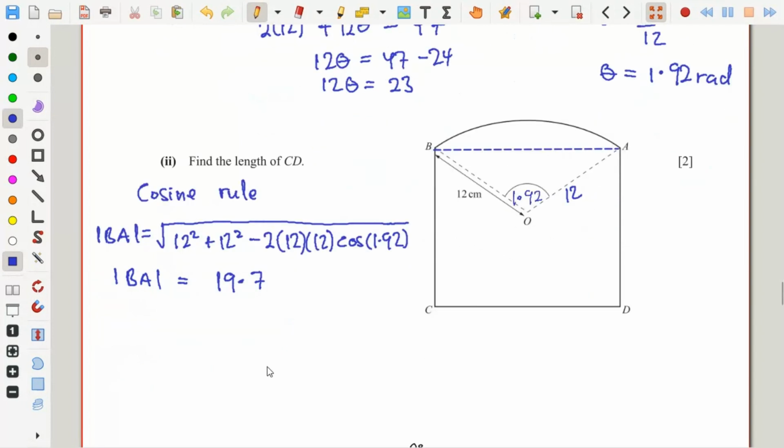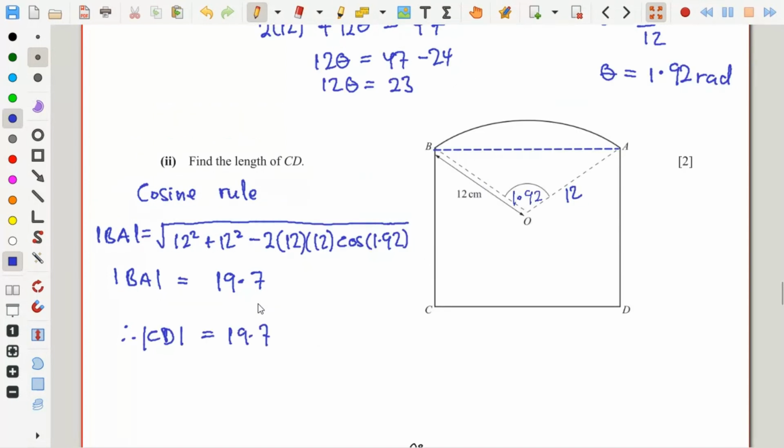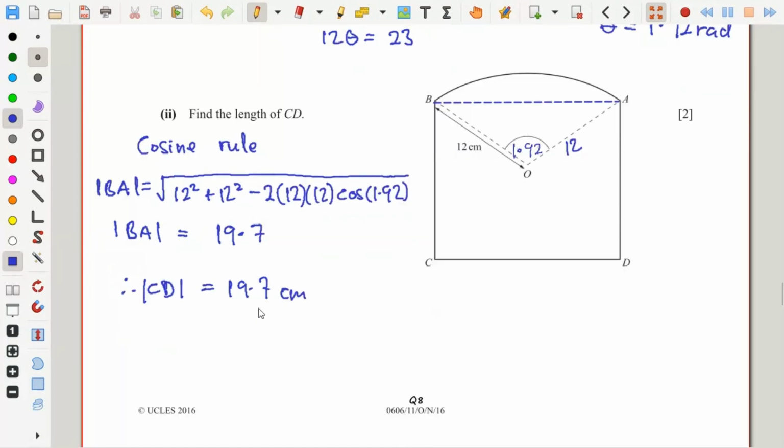But don't forget that CD is the same as what? CD is the same as BA because they are what? Rectangles. Opposite sides are equal. So that's it.